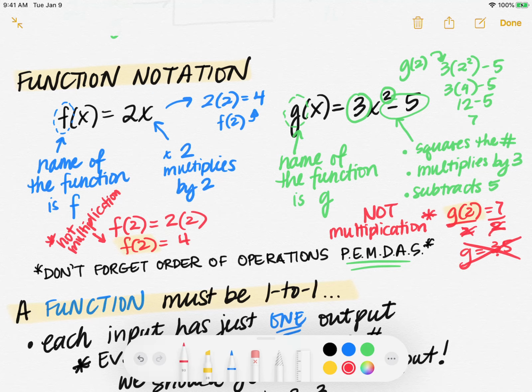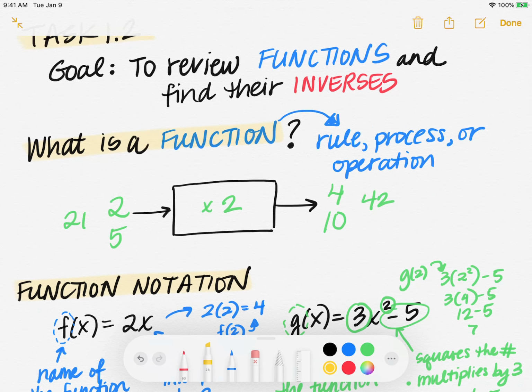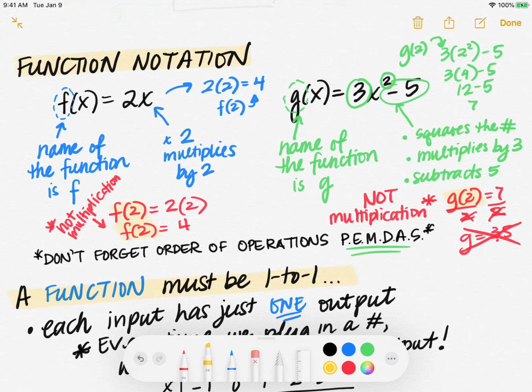So, what is a function? A function is just a set of operations or a set of rules that lead you from an input to an output. I think of this as a function machine from our inputs to our outputs. And the function is what operation gets us there. Function notation is just how we indicate, well, we plugged 2 into f. We plugged 2 into g.